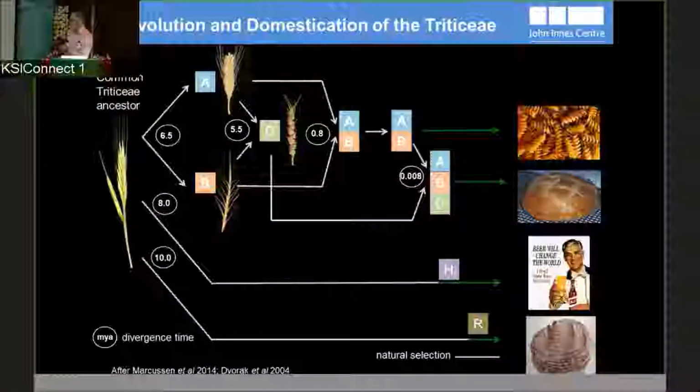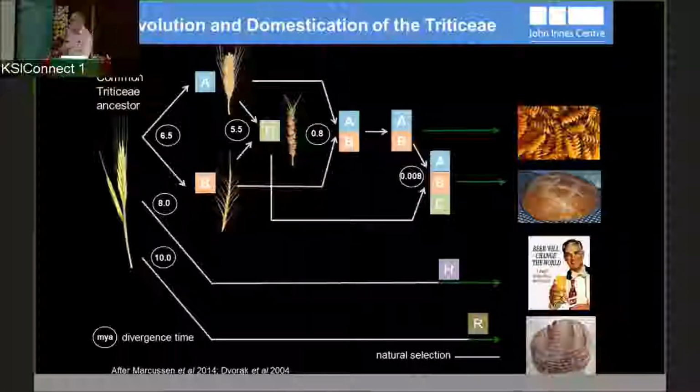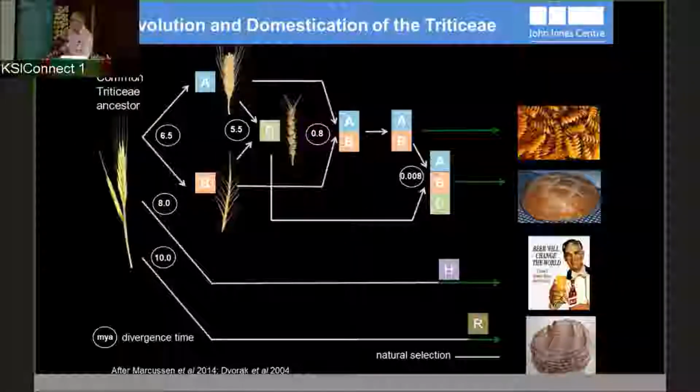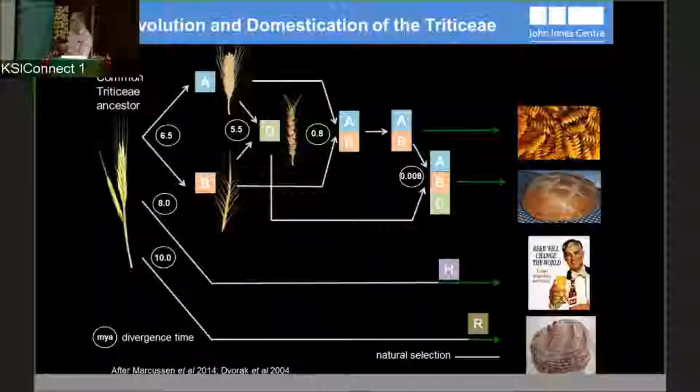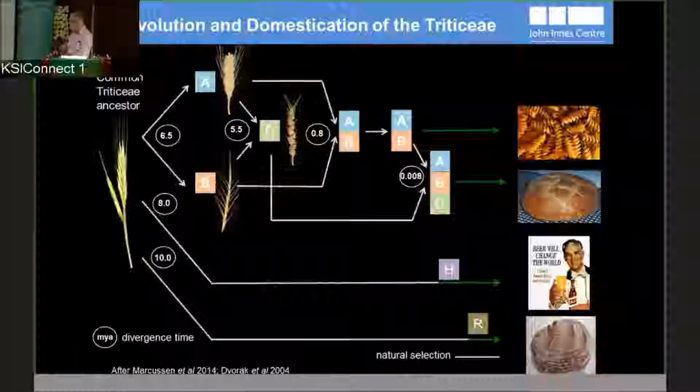Its progenitor genomes, the A and the B genomes, and the D genome, all diversified from a common Triticeae ancestor about 6.5 million years ago. These formed originally a D genome. Later, they formed the A and B tetraploid about 800,000 years ago. This has then been domesticated, shown by the green arrows, to form pasta wheat. This is domesticated over a similar time frame to form bread wheat. Other useful members of the Triticeae family, which are diploids, include barley and rye.